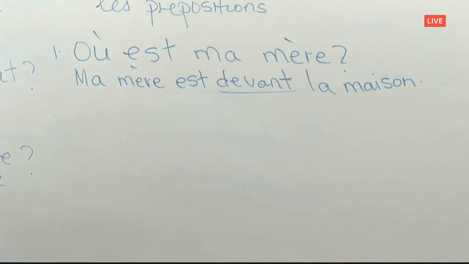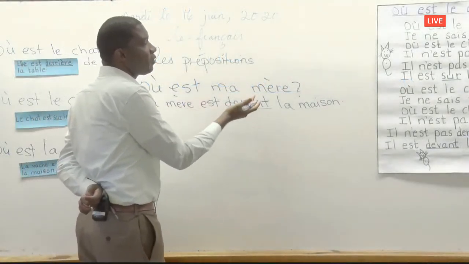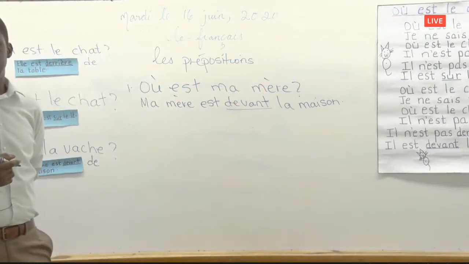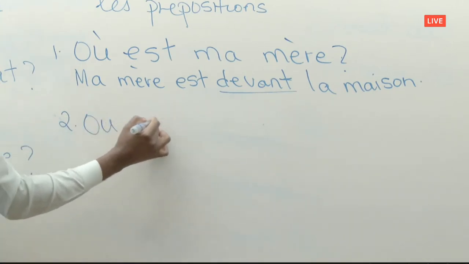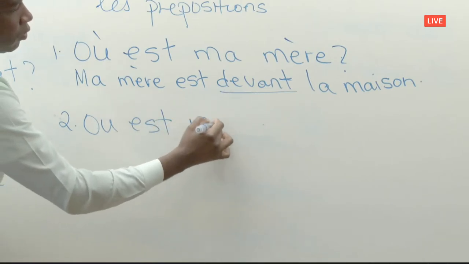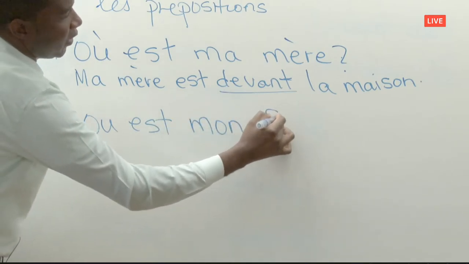Remember I told you, you can also use de. Okay, devant de. So you could also say, ma mère est devant de la maison. Okay? I'll ask you a second question. Où est mon frère?